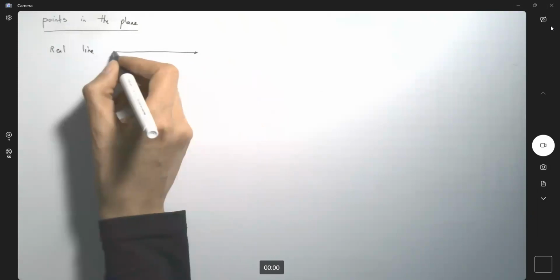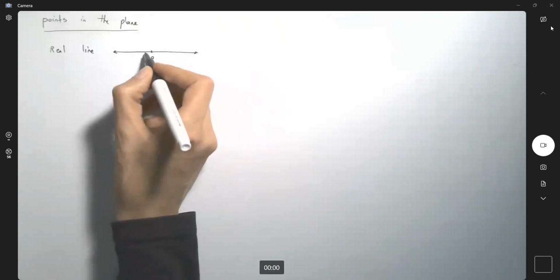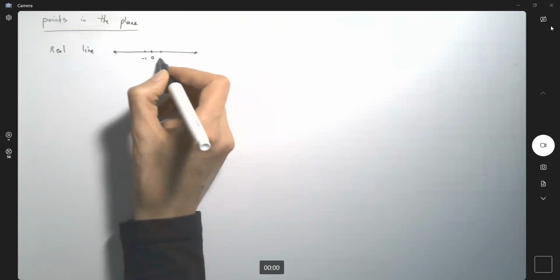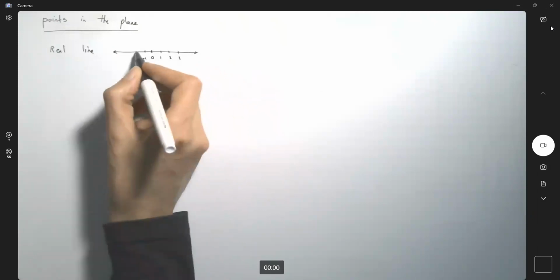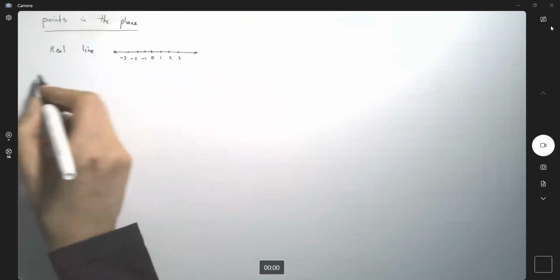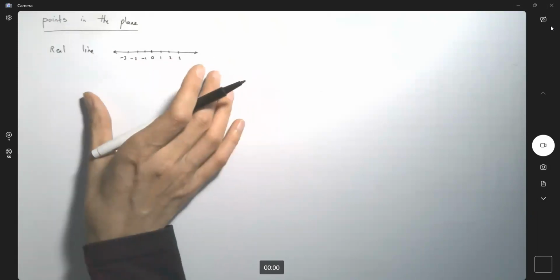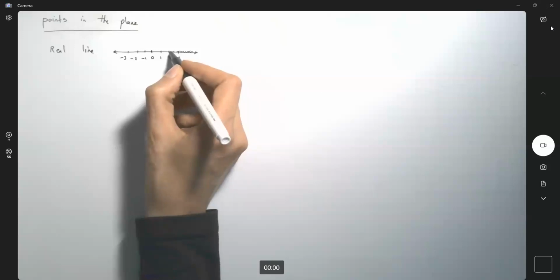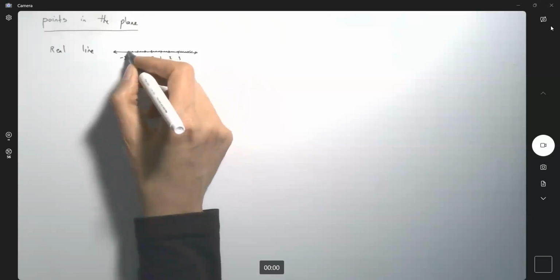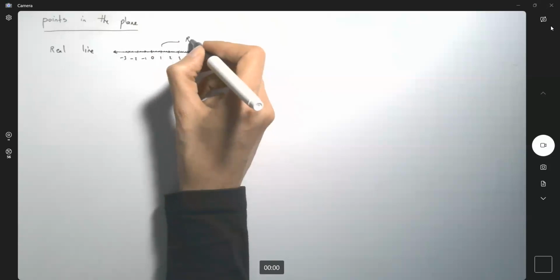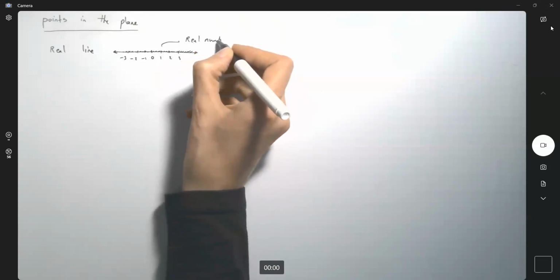Talk about points in the plane. Very good. So remember that we start talking about the real line, which includes some negative values, some positive values, just as a representation. As you remember, it includes all rational numbers and irrational numbers. So all values on this line are called real values or real numbers.